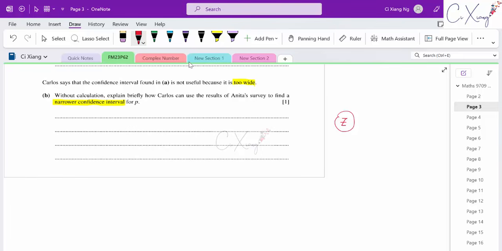To change the value of z, it is affected by the confidence level. So if you want to have a narrower confidence interval, basically she can change the confidence level to a smaller value. When the confidence level is smaller, it becomes not so wide, and therefore it fulfills what Carlos wants, as she doesn't want the confidence interval to be too wide. So if you change the confidence level to a smaller value, the value of z will be smaller also, so you can see the range becomes smaller. So this is how we answer this question.